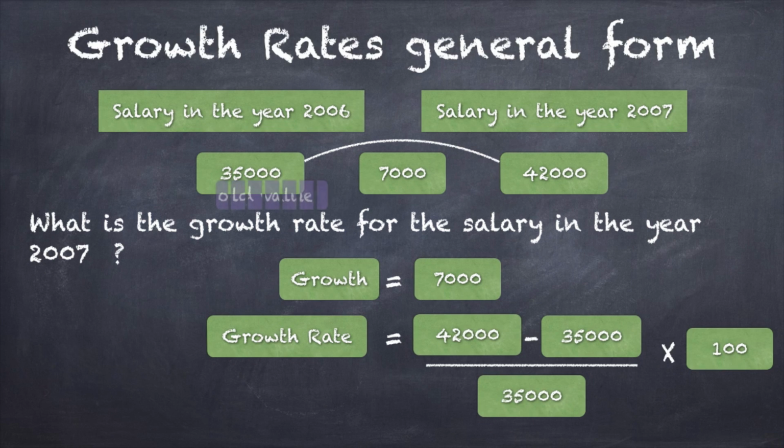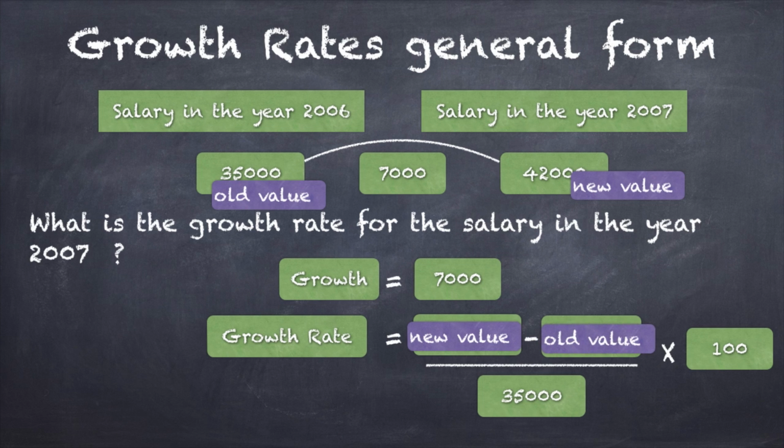From the specific example, if I want to generalize the formula, all the data is there. I will call 35,000 the old value and 42,000 the new value. And I see my growth rate was 7,000, which was the difference between 42,000 and 35,000 divided by 35,000. If I replace the tags there, the values become new value minus old value upon old value into 100. So that would be my general formula for growth rate. New value minus old value divided by old value. You can also call it final minus initial upon initial, or later year minus the previous year upon the previous year into 100.